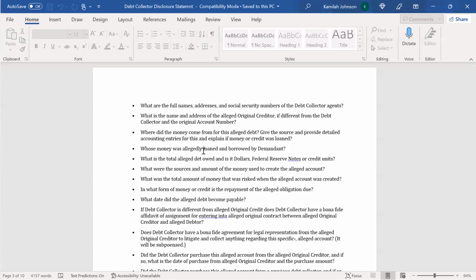Moving on, what is the name and the address of the alleged creditor or of the alleged original creditor if different from the debt collector, and the original account number? Where did the money come from for this alleged debt? Give the source and provide detailed accounting entries for this and explain if money and credit was loaned.